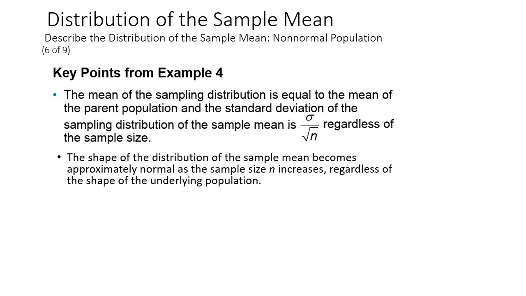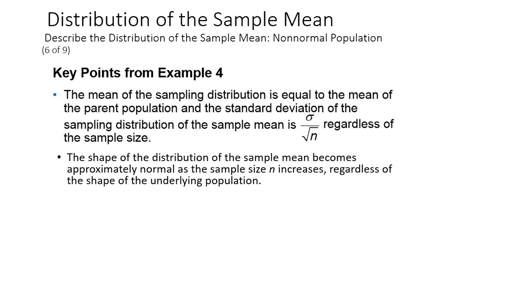While we still have the same information that we learned about the sampling distribution of sample means, the mean of the sampling distribution is equal to the mean of the parent population, and the standard deviation of the sampling distribution of the sample mean is still the population standard deviation divided by the square root of the sample size, regardless of the sample size. So if you do the computation, you will find that we still have the same information.